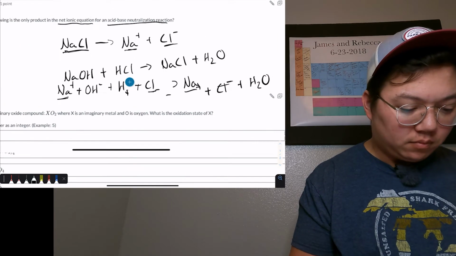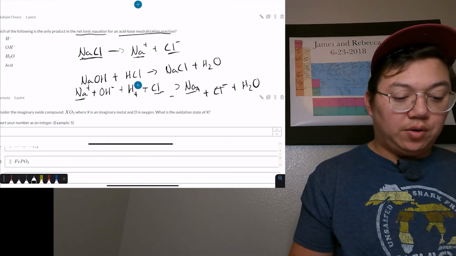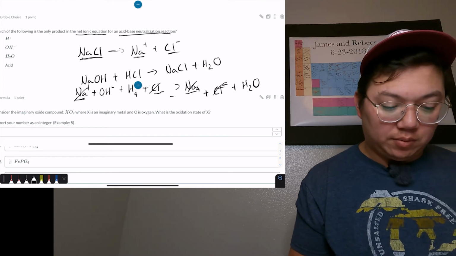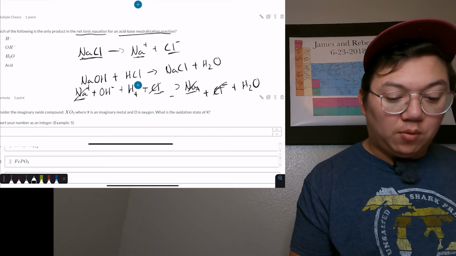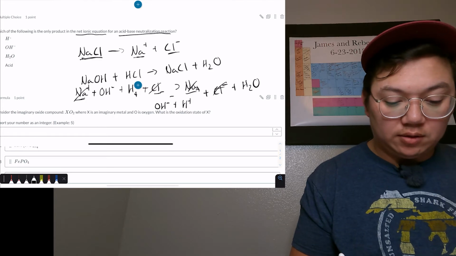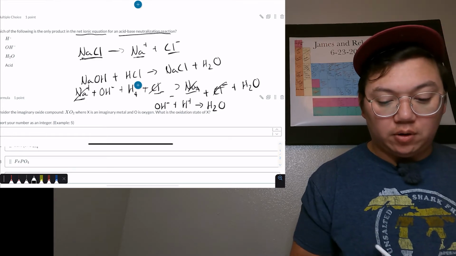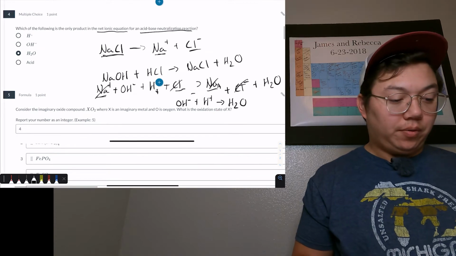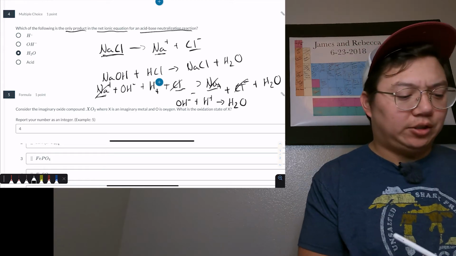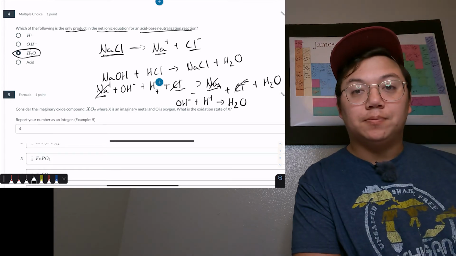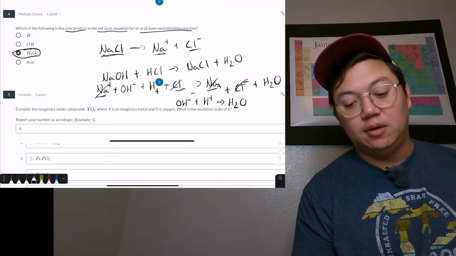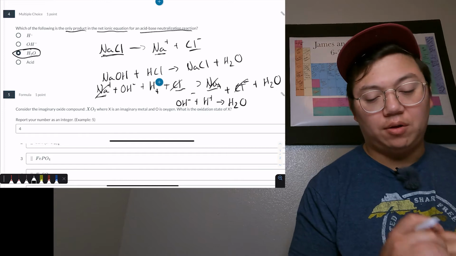Okay, we're back. So sodium cancels, and chloride cancels. Things got moved around too. And when that happens, all we're left with is OH minus plus H plus goes to H2O. So the only product that we have in the net ionic equation for an acid-base reaction is water, because the hydrogen ion combines with the hydroxide ion to form water, and all of the other ions cancel out.